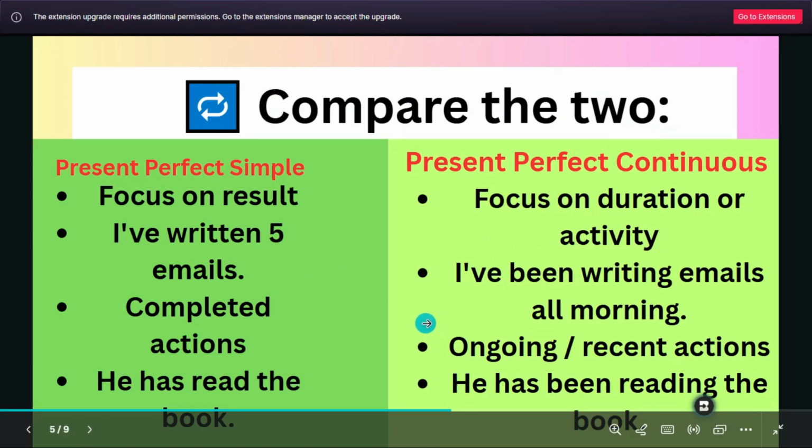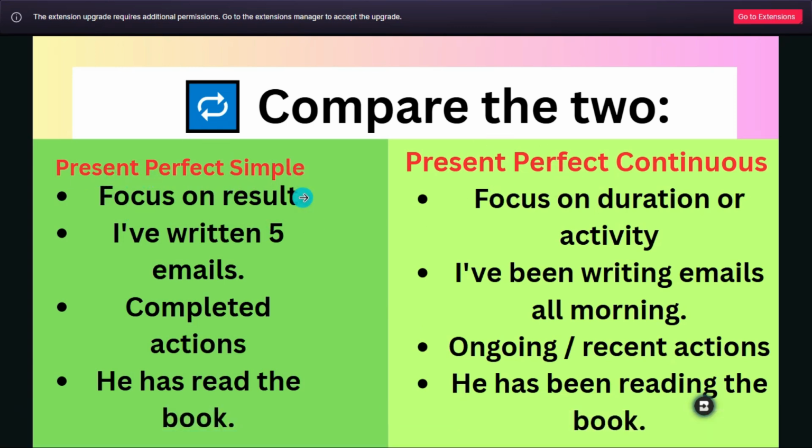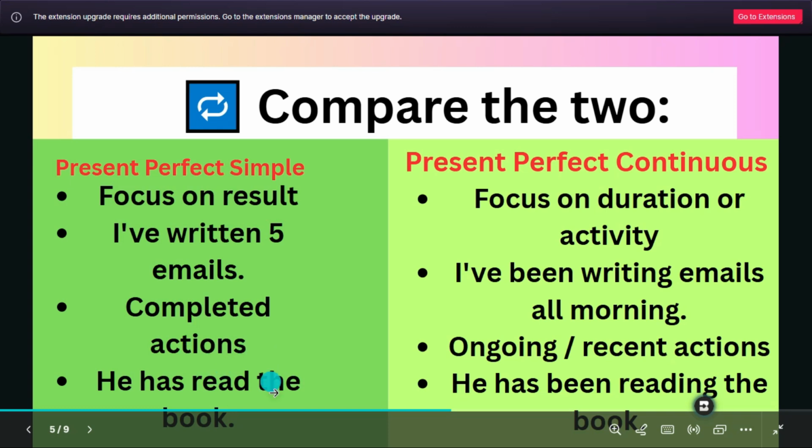In this table, I just want to show you the difference between the present perfect simple and the present perfect continuous. For the present perfect simple, we focus on results. I have written 5 emails. Completed actions. He has read the book. So we focus on results and completed actions.